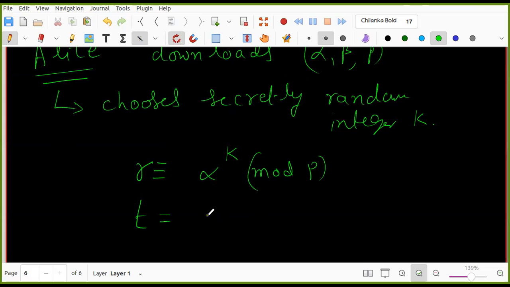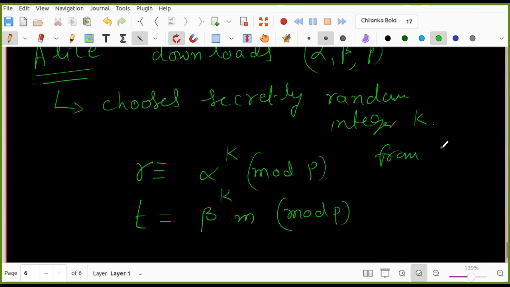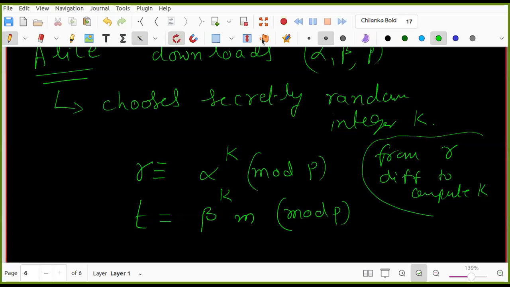She knows beta power K, and the message M is multiplied with it. Now try to understand: from R, it's difficult to compute K. Do you understand why? It is the discrete log problem, again the discrete log problem. So this part is done.